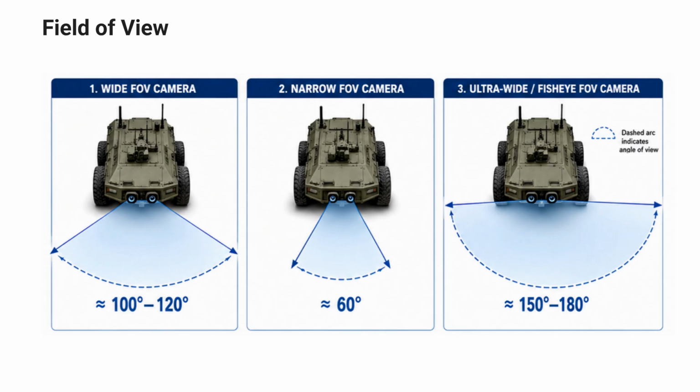An ultra-wide or fisheye camera can see almost everything around it, but the image may look curved or distorted. For a UGV, wide cameras are useful for navigation and situational awareness, while narrow cameras are better for long-range observation. The right choice depends on the mission.